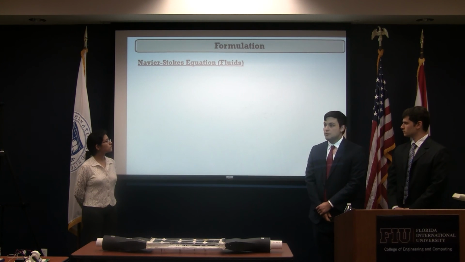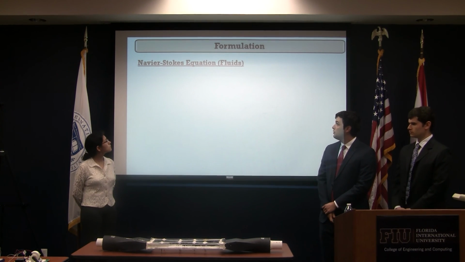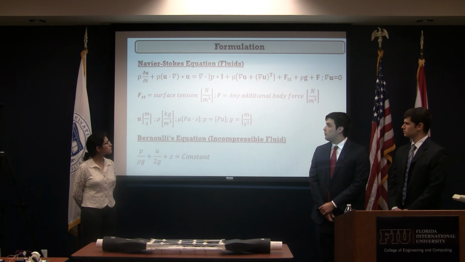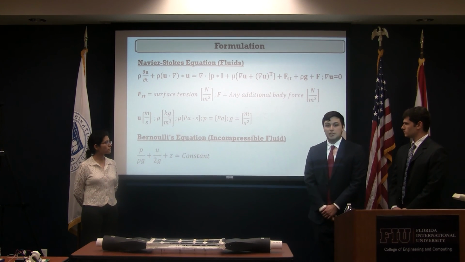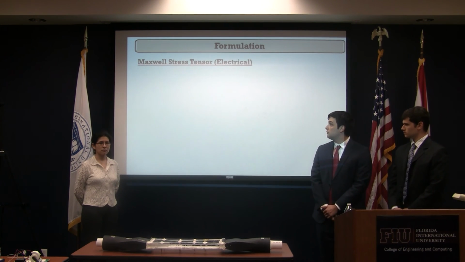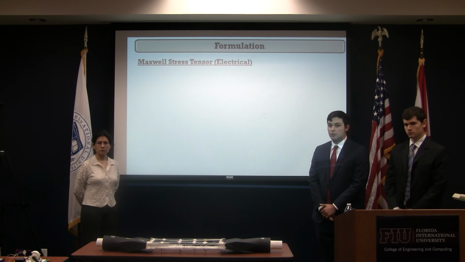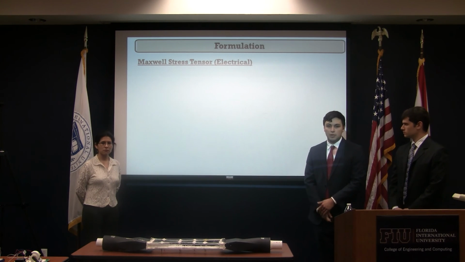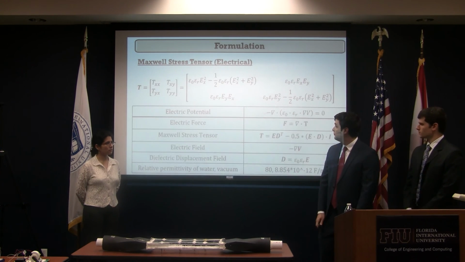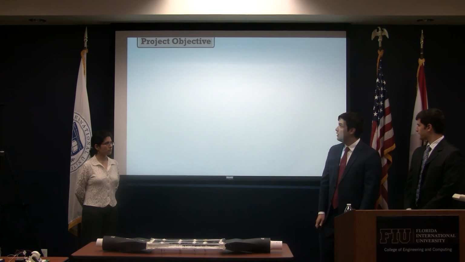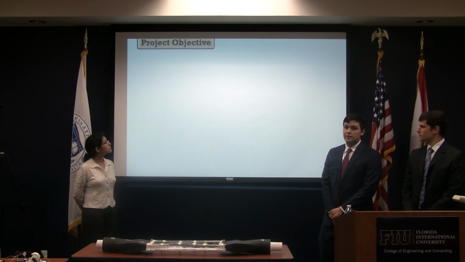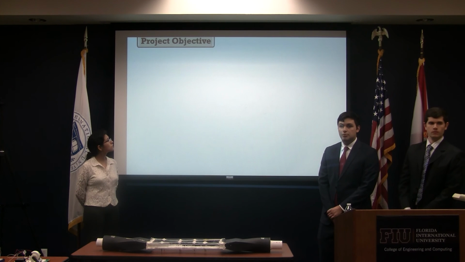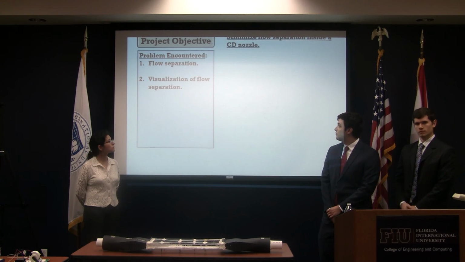So the formulas we use in this project are the Navier-Stokes equation for the fluid forces, Bernoulli's equation for the piping calculations, and the Maxwell stress tensor equation for the electrical forces coupled with the Navier-Stokes equation. So the overall objective of this project is to minimize flow separation within a converging diverging nozzle.